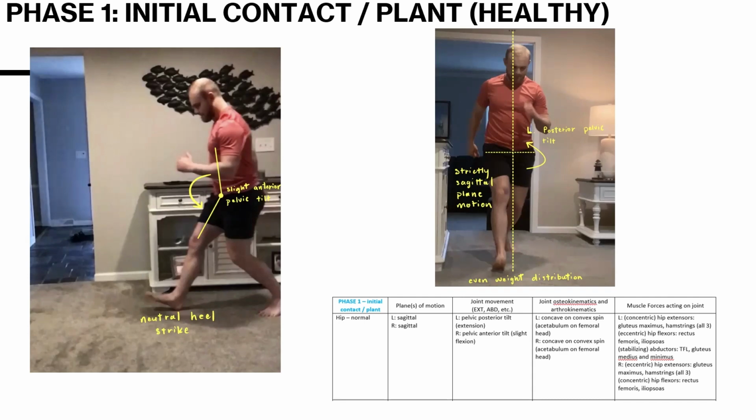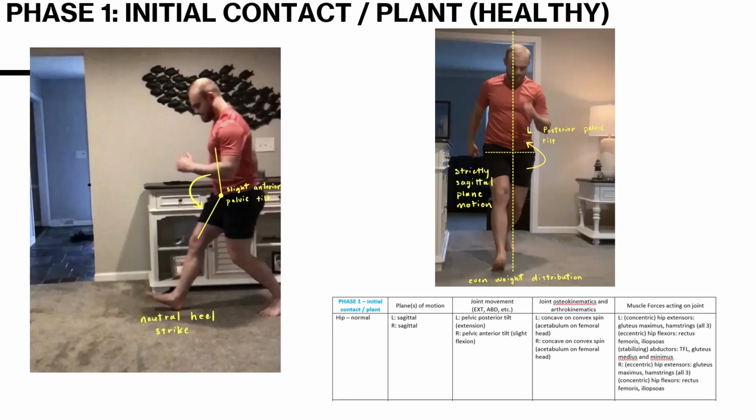So, taking a look at the frontal and side views of this initial movement, we have strictly sagittal plane motion occurring here. Looking at the joint movement of the right hip, there is slight anterior pelvic tilt just as the heel of the lead leg strikes the ground. In comparison, on the left side, there is a posterior pelvic tilt occurring here. On both the left and right sides, we have a concave on convex spin happening at the hip joint, where the acetabulum is spinning on the femoral head.